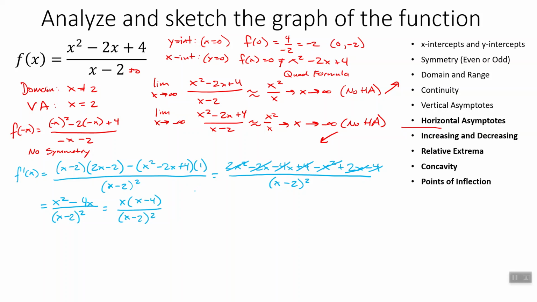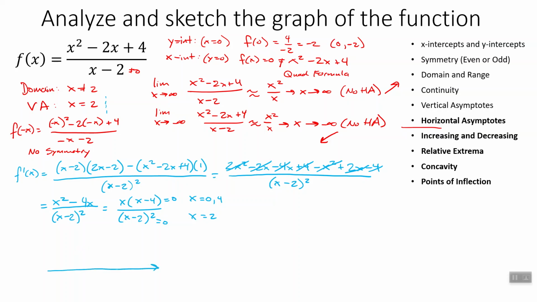So there's our derivative. Now we want to find its relative extrema and where it's increasing and decreasing. So that means we need to find all the critical values. On top, we're getting x equals 0 and 4. On the bottom, we're getting x equals 2. So remember, 2 is a vertical asymptote, so it's not going to be a relative extrema. All right, so now we need to check out our number line chart here.